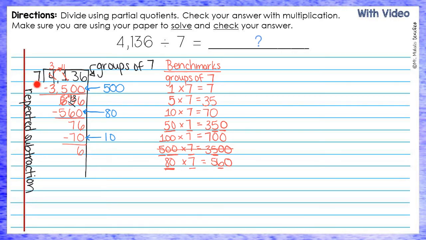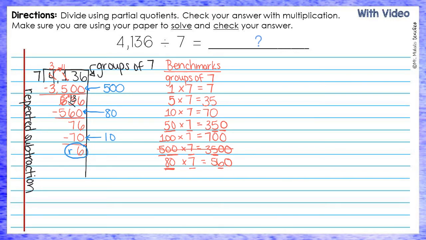How many groups of 7 are in 6? There are no groups of 7, so this 6 becomes 6 left over because it's smaller than 7, because there are not 7 left that we can divide into an equal group.